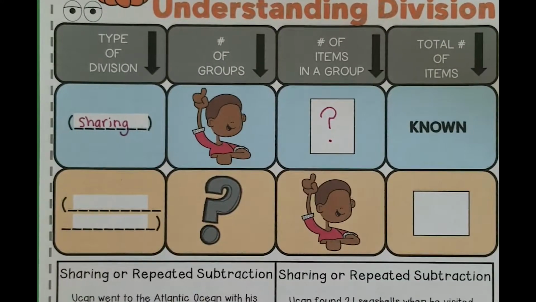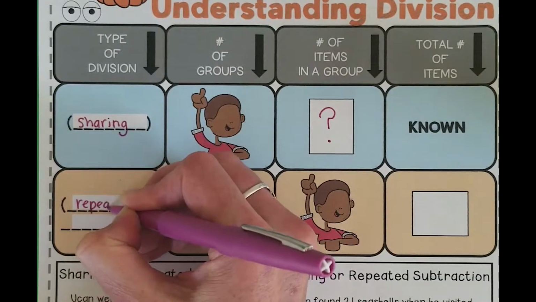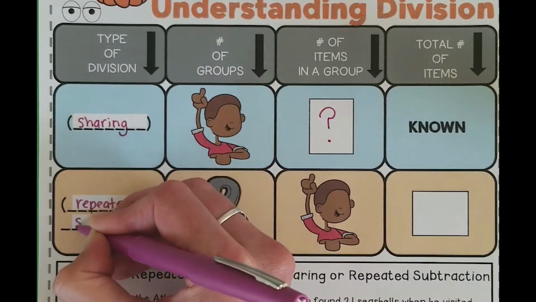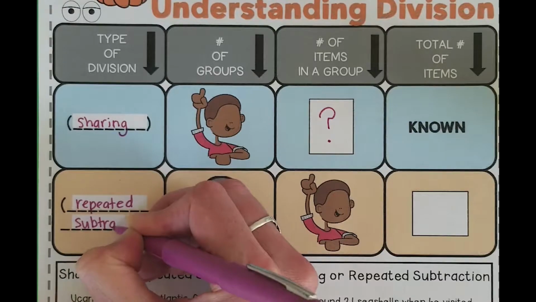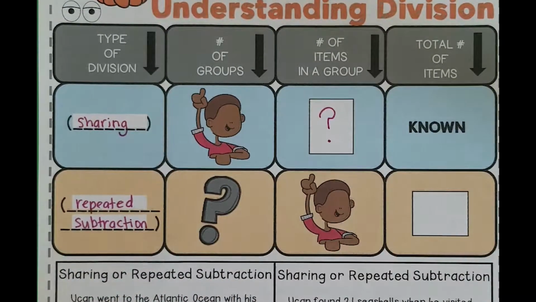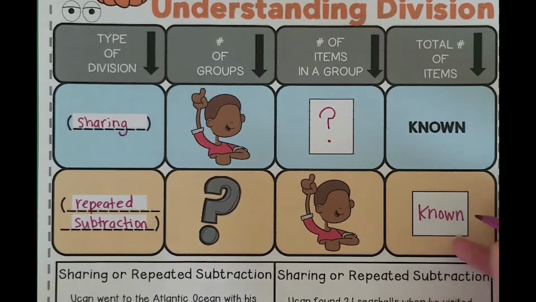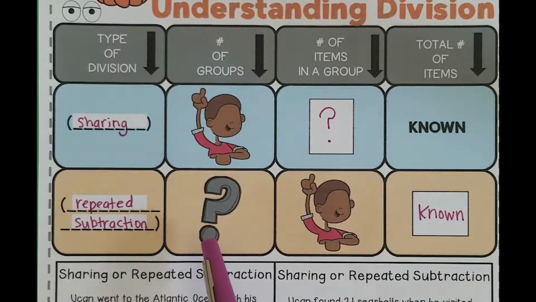The other kind of division is called repeated subtraction. In this kind of division, we know the number of items in a group, and we know the total number of items. But we don't know the number of groups.